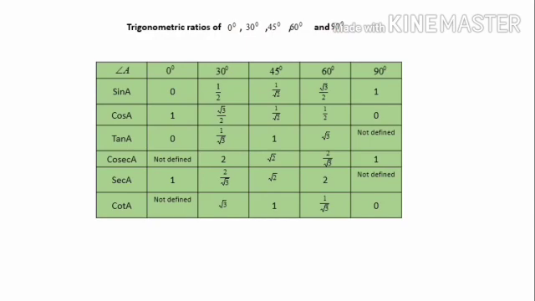Only 5 values you have to learn by heart, that is 0, 1 by 2, 1 by root 2, root 3 by 2 and 1. These 5 values you have to learn by heart. By using these 5 values we can write all the other trigonometric ratios.